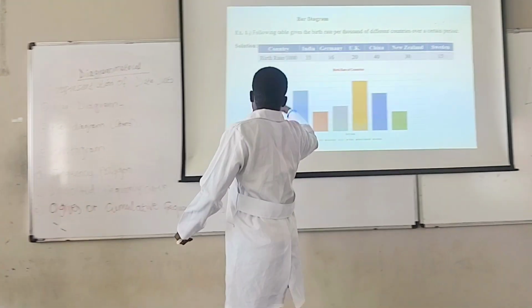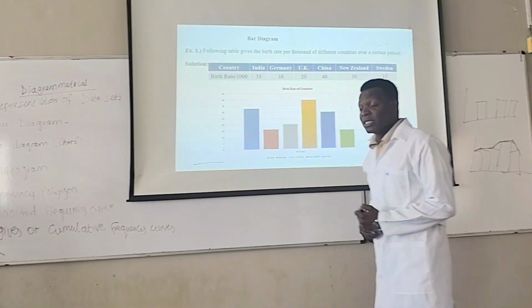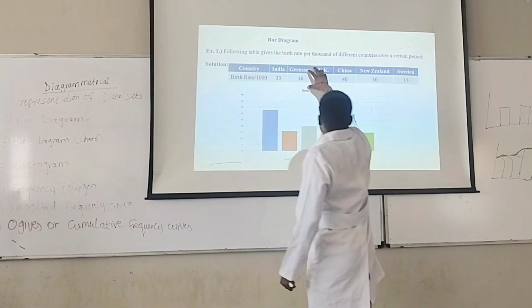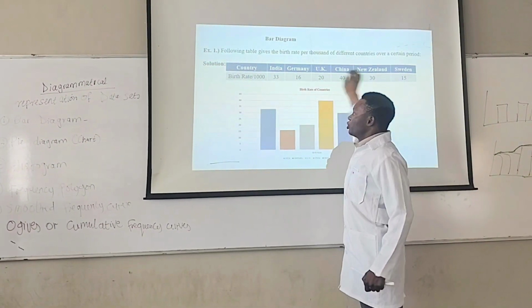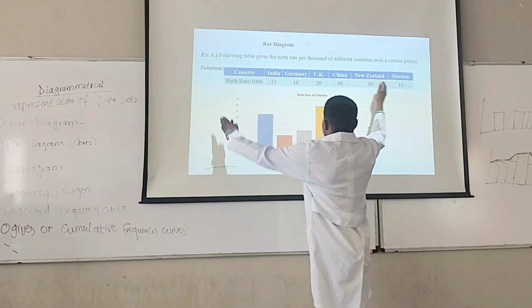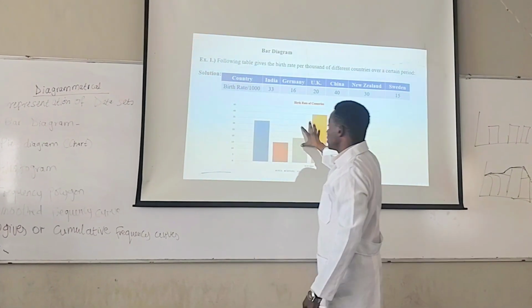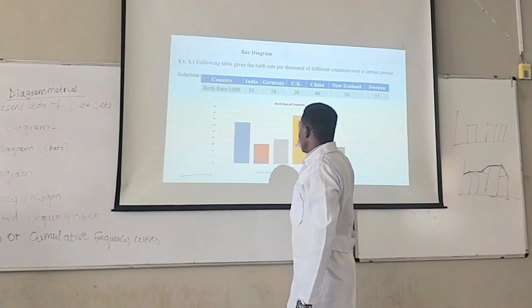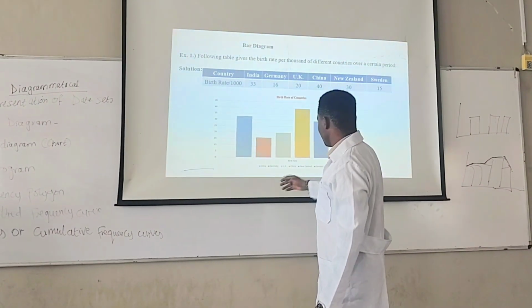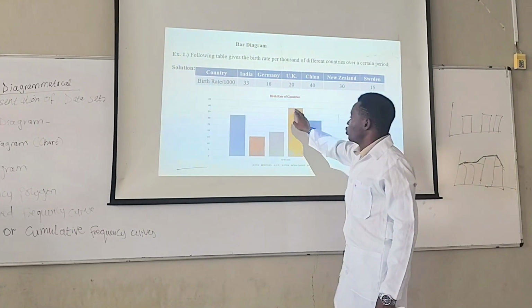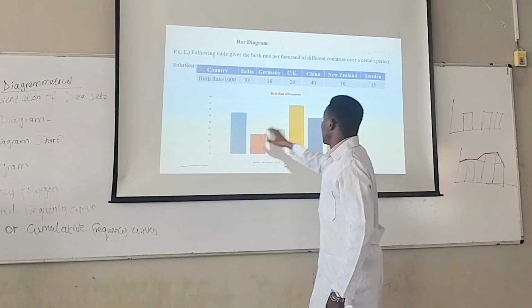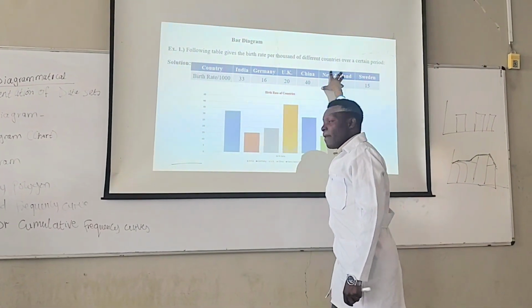What is a bar diagram? A bar diagram is a representation of data using bars. So for example, we are having this type of data, which has countries and the birth rate. This data can easily be represented on the graph using the bar diagram. As we can see, China here is representing 40. We have also UK, which is representing 20, as we can see from the data being given.